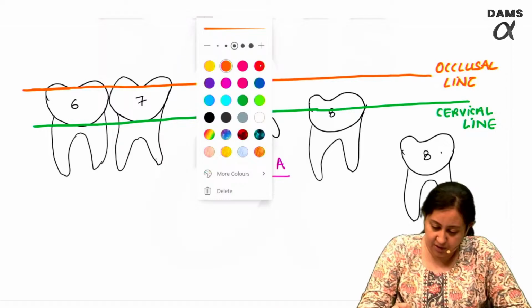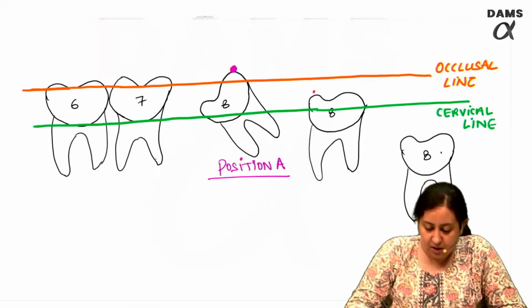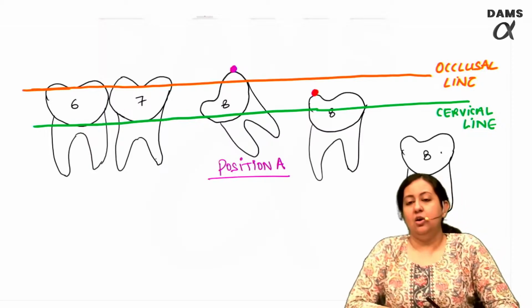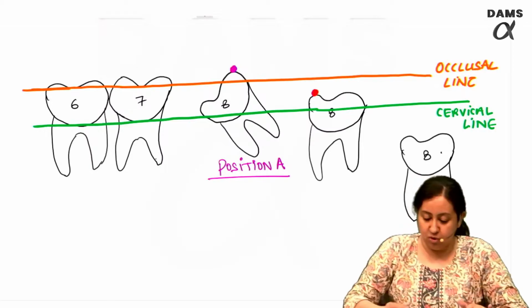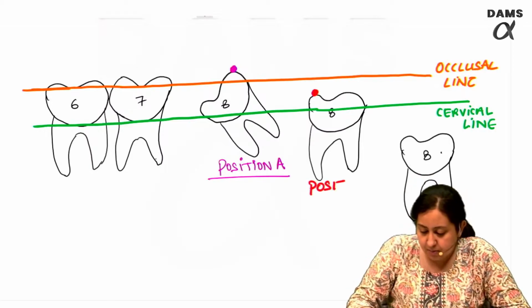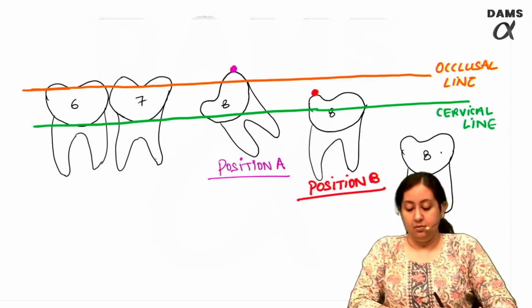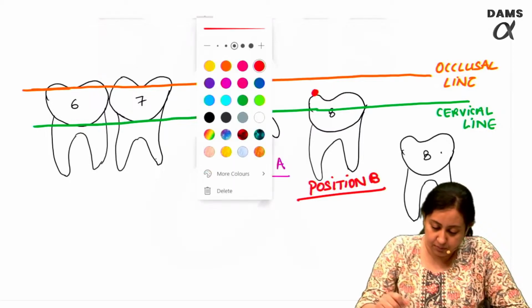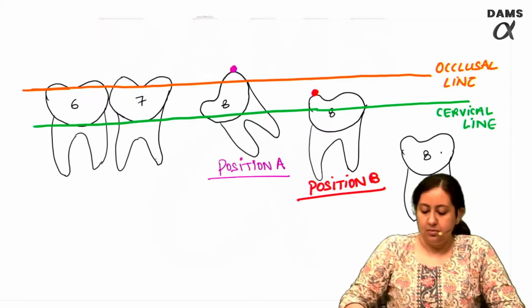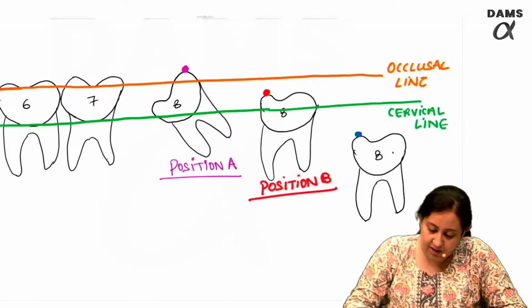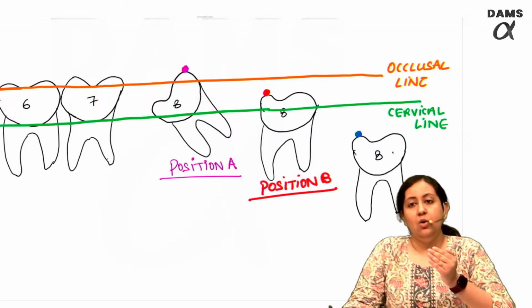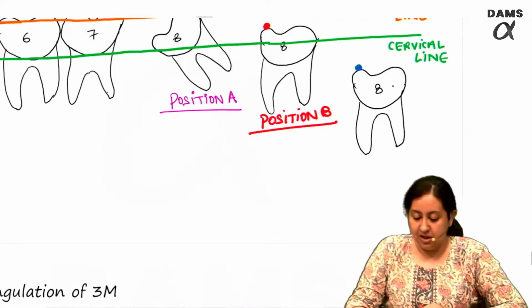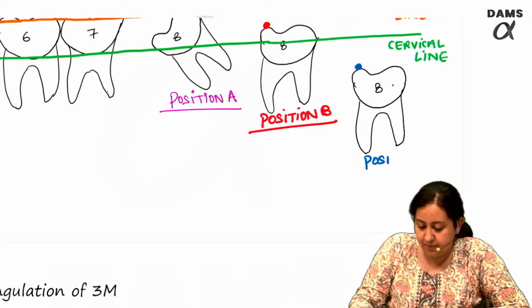Let me choose a different color. Let's choose red. In this second one, the highest point of the impacted tooth is present above the cervical line but below the occlusal line. So this becomes position B. Okay. Here, the highest point of the impacted tooth is present below the occlusal line and cervical line. So this becomes position C.